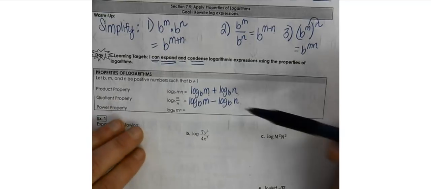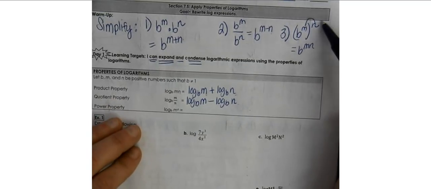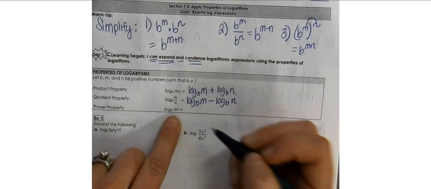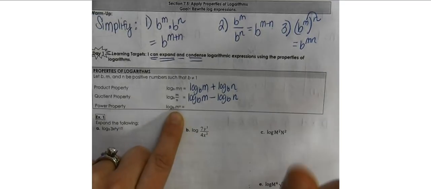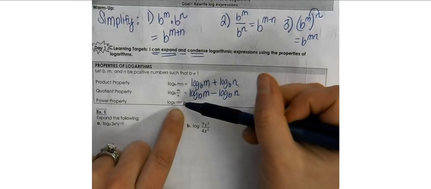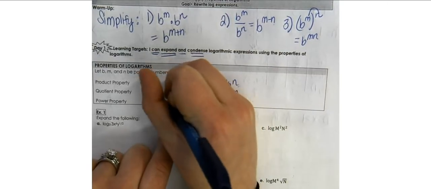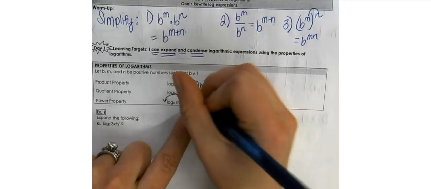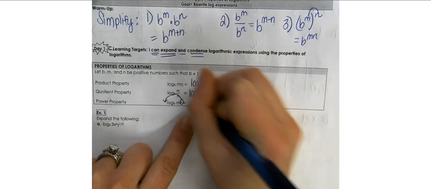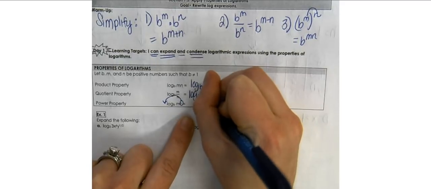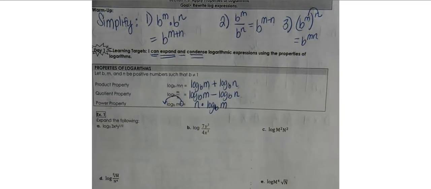And then next, whenever you had a power to a power, we ended up distributing our exponents. So our power property is if you have something that is being raised to a power, like log base b of m to the nth power, this exponent is going to come out in front. So our expanded form is going to be n times log base b of m. So our expanded form is going to be using multiplication.